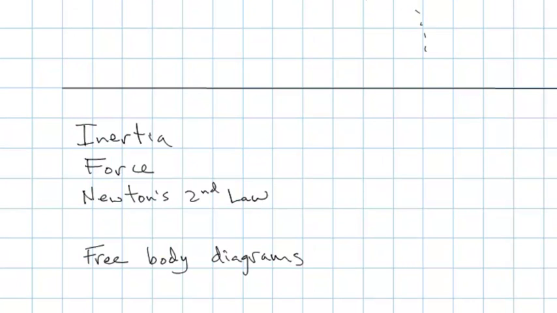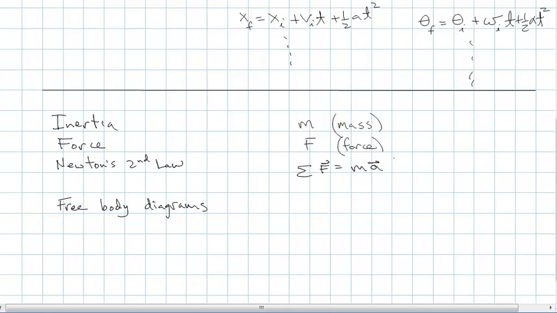The next topics were Newton's laws. The first thing we had to define was something called inertia. Newton's first law: every object that has mass has inertia. That's how we measure inertia. We measure inertia with mass. And that a force acting on the mass changed its motion. So we had force, and Newton's second law put them together. The sum of the forces is ma, mass times acceleration.